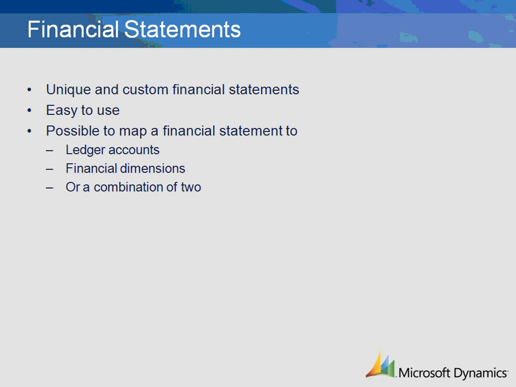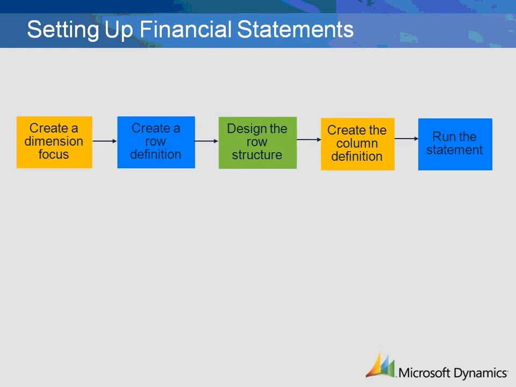The setup enables you to map financial reporting statements to ledger accounts, financial dimensions, or a combination of the two. Financial statement setup is divided into 5 distinct functions. Create a dimension focus, create a row definition, design the row structure, create the column definition, and run the financial statement. Next, we will go over each setup step in detail.